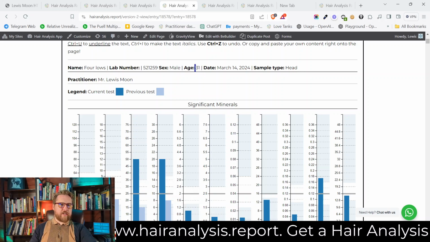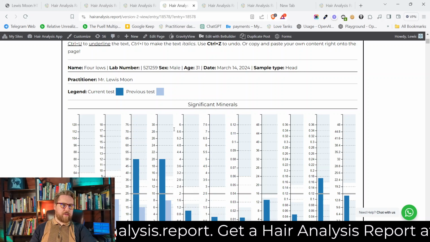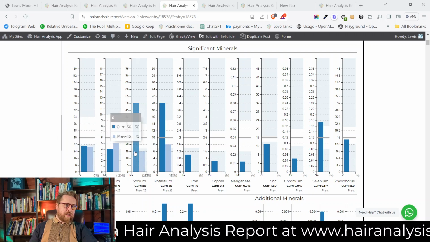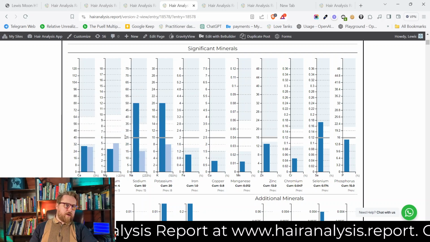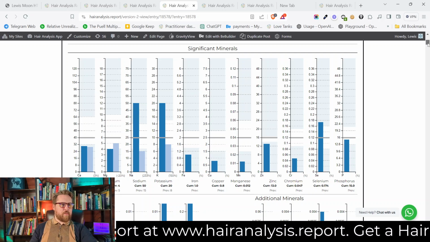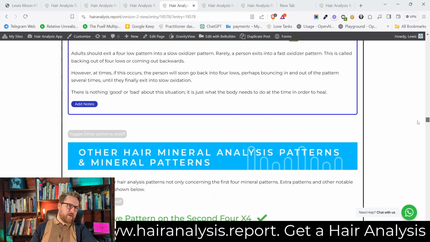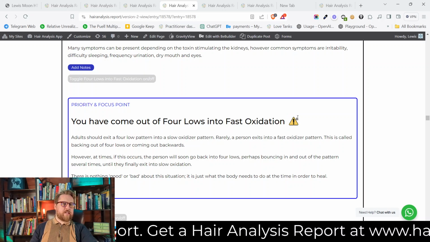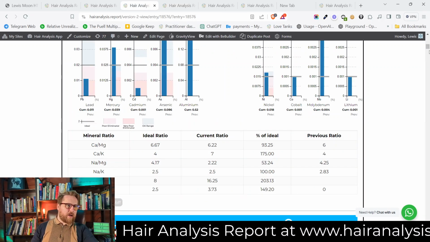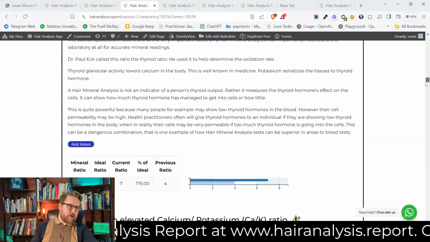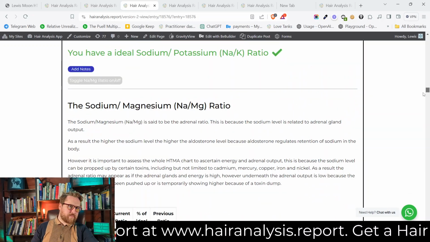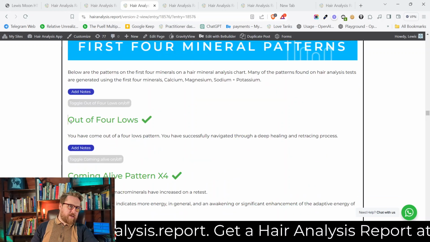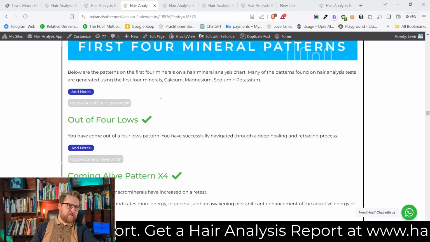So just keep a note of the age here. The age is 31. That's going to be important in a minute. As we can see, in the light blue in four lows, the sodium and potassium have come up quite a lot. So this is someone who has come out of four lows, but they've come out of four lows into fast oxidation. Instead of the little joy pattern that we had on the previous test, I've got a nice green joy pattern, come out of four lows.